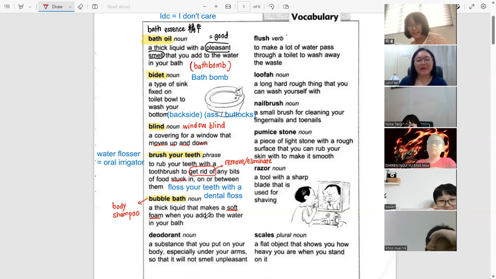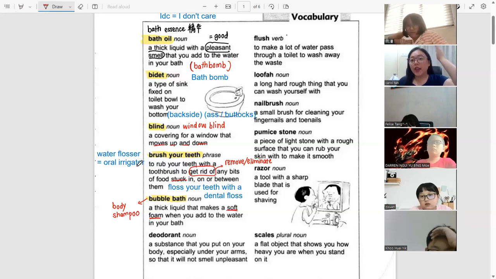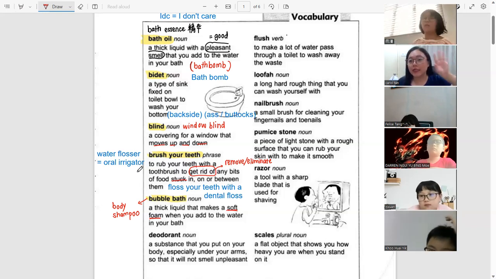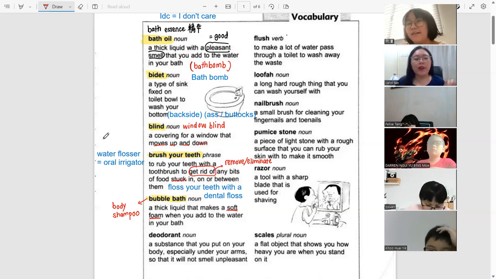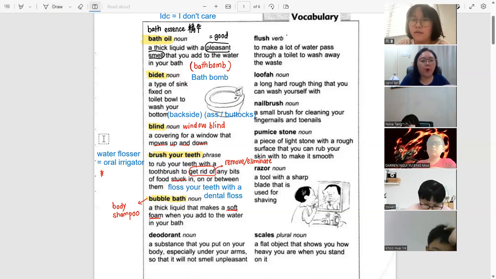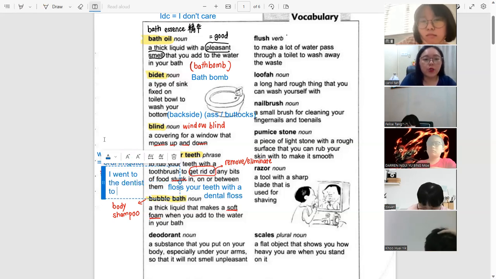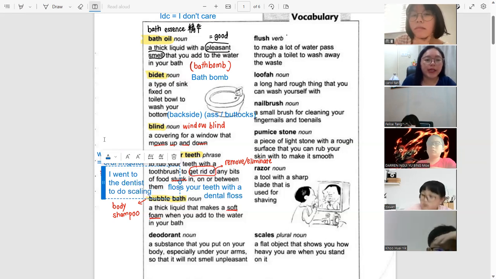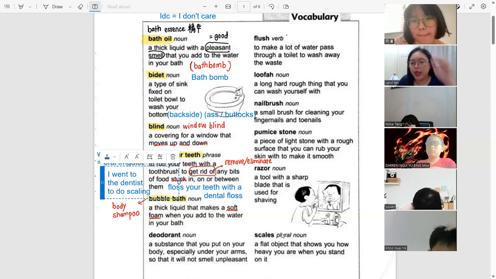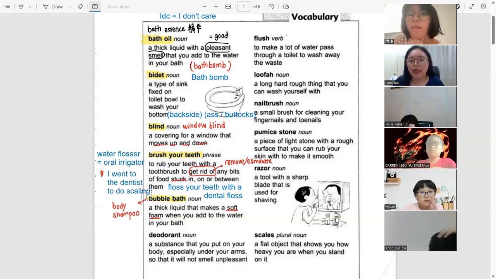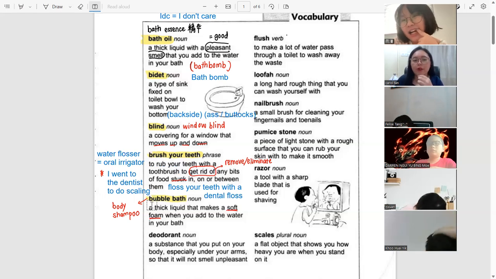Oh yeah, and one more thing. I know in Chinese, when you go to the dentist, your mom will always say, si ya, si ya, right? It's not wash your teeth. Okay, I teach you another word, it's called scaling. I went to the dentist to do scaling. Y'all can write. Scaling means, what is it? I want to ask Abby, what is meant by scaling? You go to the dentist, right? Then they will do the scaling for you.